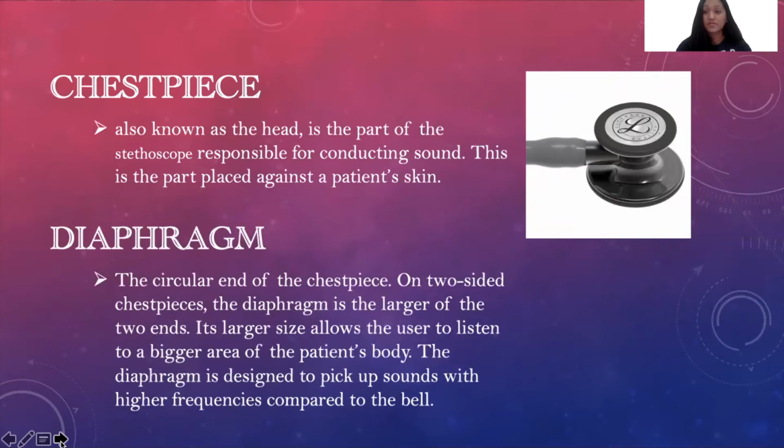The circular end of the chest piece. On two-sided chest pieces, the diaphragm is the larger of the two ends. Its larger size allows the user to listen to a bigger area of a patient's body. The diaphragm is designed to pick up sounds with higher frequencies compared to the bell.